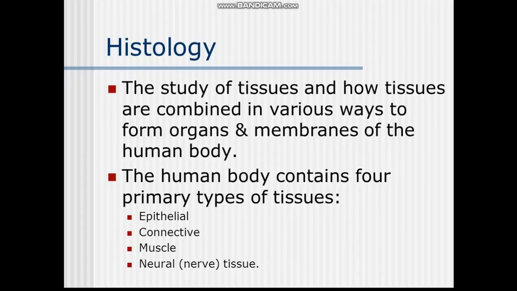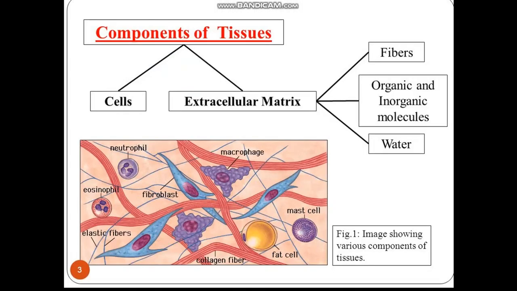So we are coming to the study of tissues and how tissues are combined in various ways to form organs and membranes of the human body. As we know, the human body contains four primary types of tissues: epithelial, connective, muscle, and neural tissue. Each tissue type includes two main components: cells and extracellular matrix components. The extracellular matrix includes fibers and ground substance, which contain organic and inorganic molecules which are bound to water.